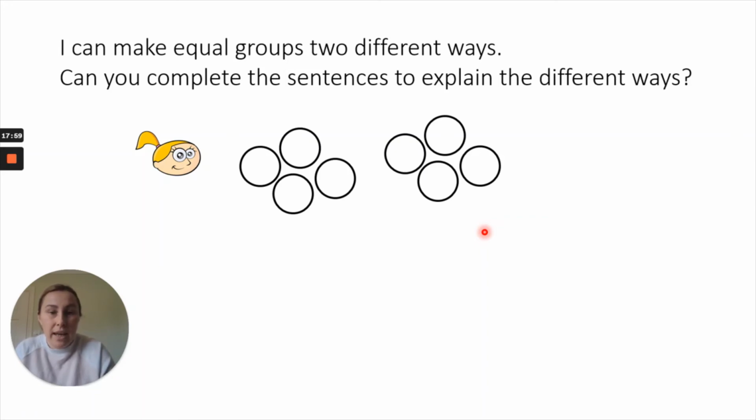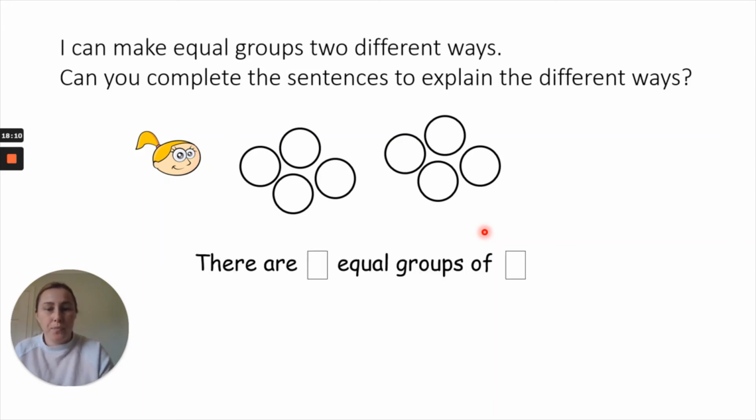And then can you have a look at that first sentence and see how we can change it to make a different way? There were 2 equal groups of how many? 4. Well done.